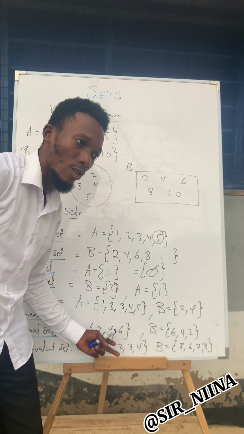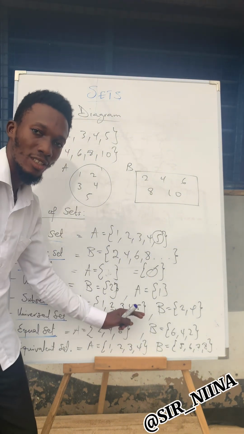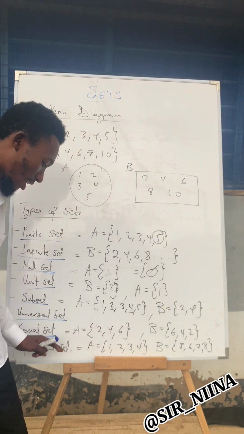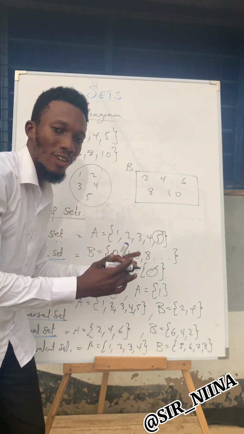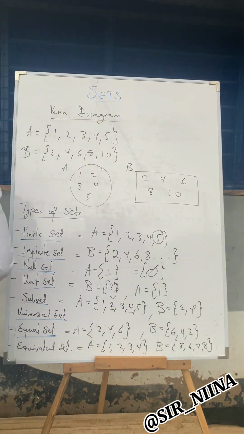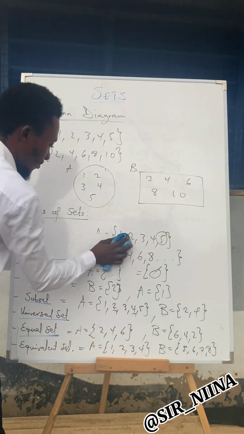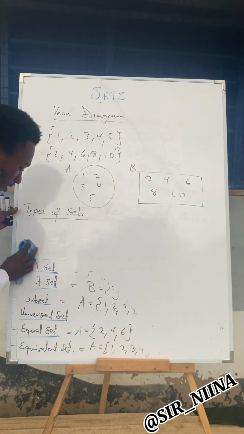These two sets are equivalent, as compared to equal sets. Equal sets must have the same elements, and equivalent sets can have different elements but must have the same number of elements. Now we move on to the next.